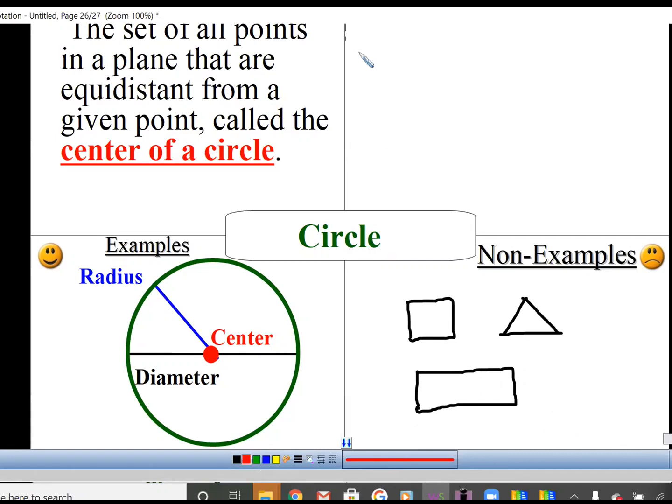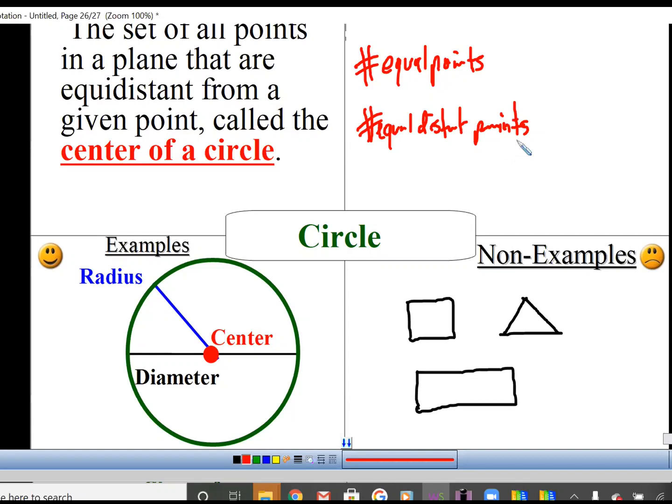Anyways, let's hashtag this. What makes a circle a circle? Hashtag what? Anthony, what do you think? Hashtag equal points. Okay, and just to clarify, let's write equal distant points. And so on and so forth. And you add your own hashtags, yes?